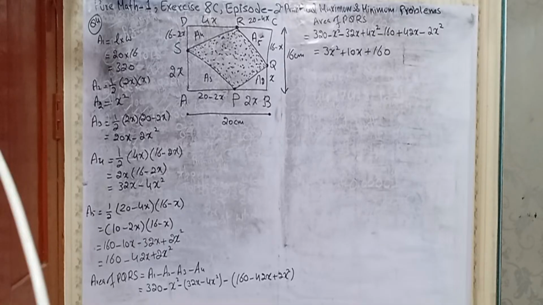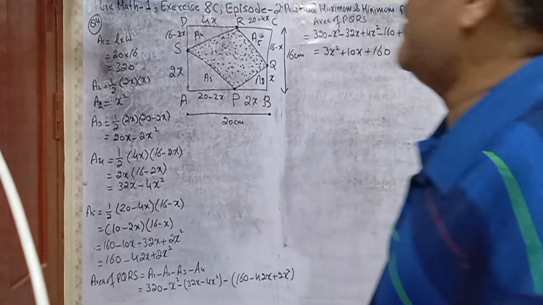So area seems to be 3x square. We are doing which question? Question number 3. Minus 10x plus 160. They say minus 10x. Why? Minus, so this becomes plus. Their answer is that in the book the answer is 3x square minus 10x. Ours is plus 10x and plus 160, but this 10 has a negative sign.